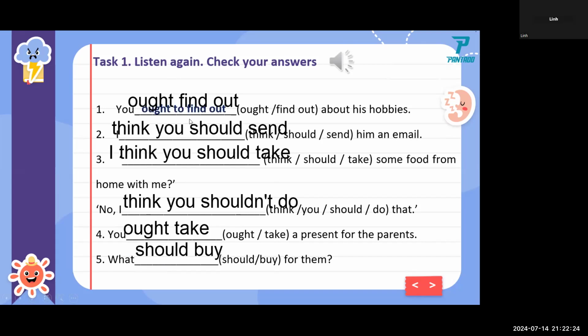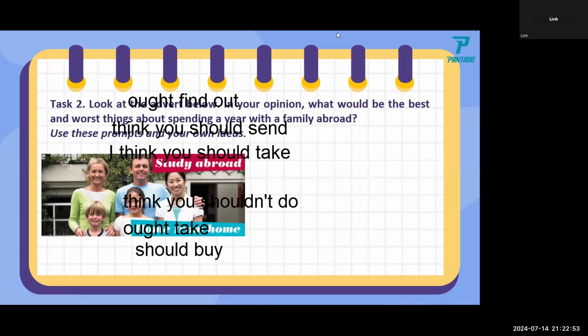You ought to find out. I think you should send three. Do you think I should take? I don't think you should do. And you ought to take it. And what should I buy? Okay. Ought to find. I think you should send. Do you think I should take it? Oh, I don't think you should do. Okay. Thank you so much, Lihn, for your answer.